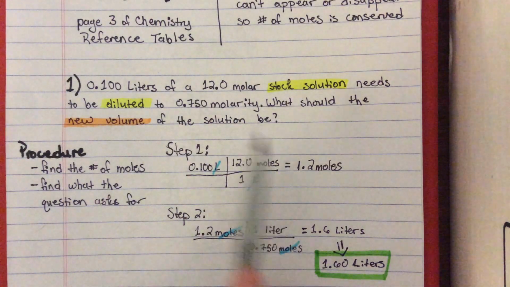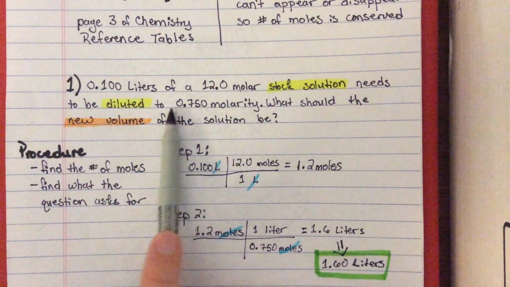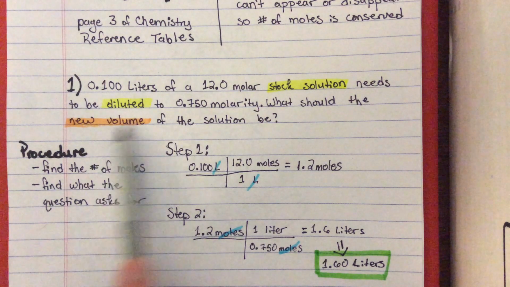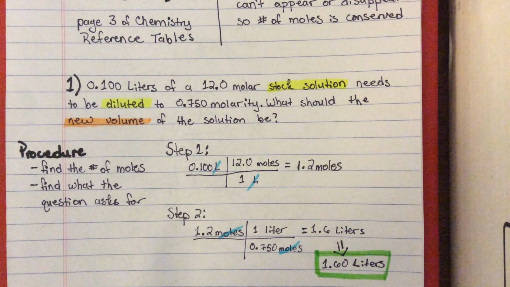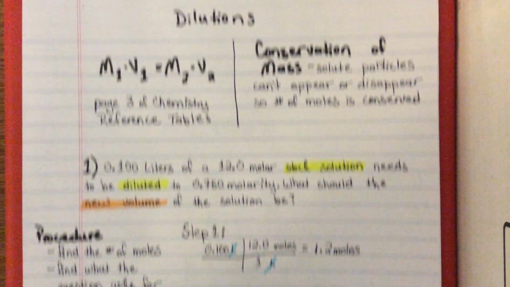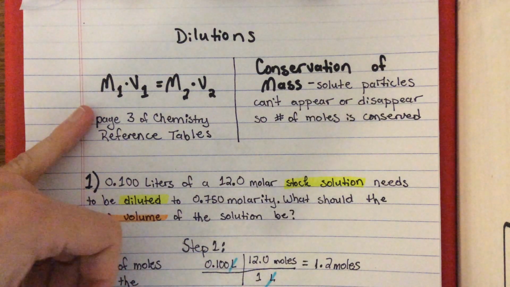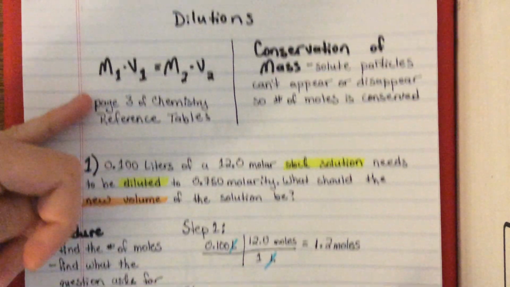So, in order to take our stock solution down to the correct concentration, we just need to add solvent until we get to the volume of 1.60 liters. Now, this is a 2-step procedure, and as you have probably noticed by now, scientists like to be lazy, and they would rather not do 2 steps. And this is where the dilution calculation comes in.